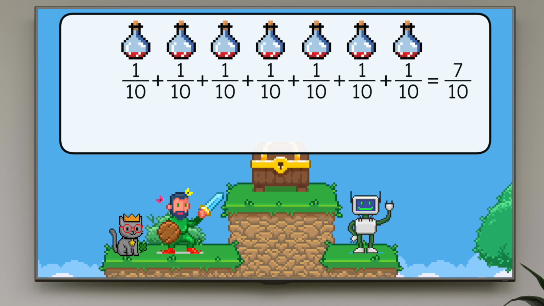So how many times did we add 1/10? 1, 2, 3, 4, 5, 6, 7. 7 times. That means this repeated addition problem is the same as 7 times 1/10. We're repeatedly adding 1/10 7 times to find the product, 7/10. It's the same total whether we use repeated addition or multiplication.